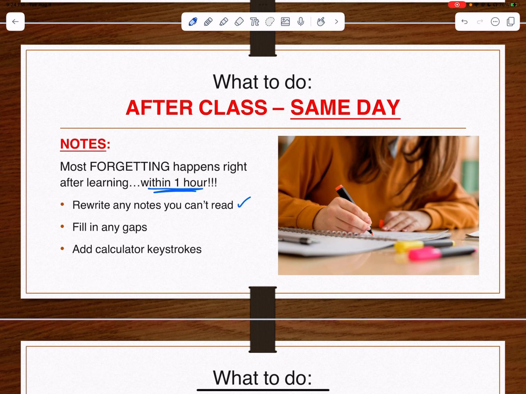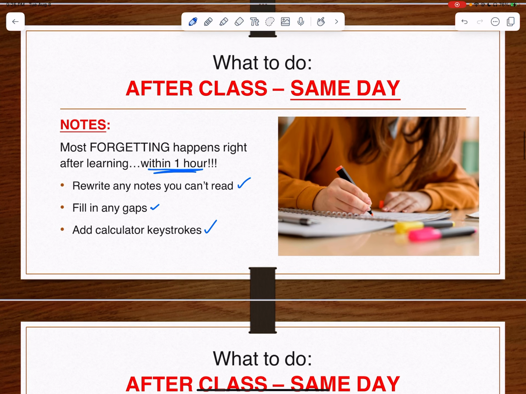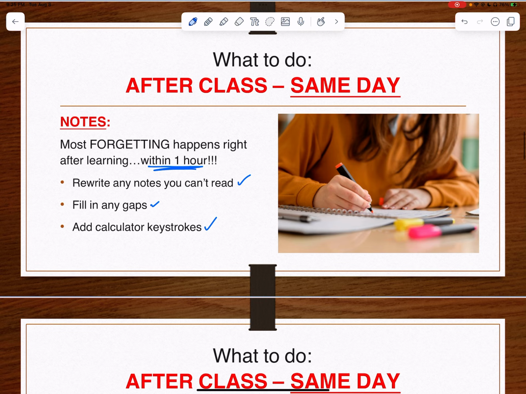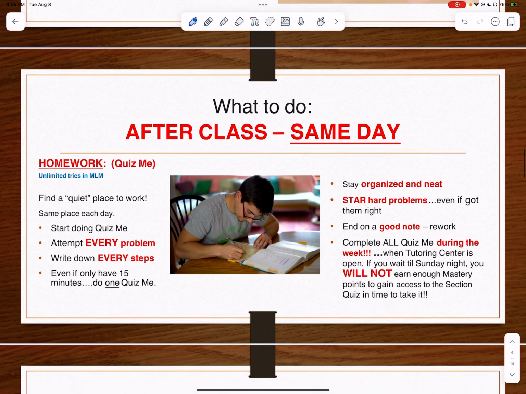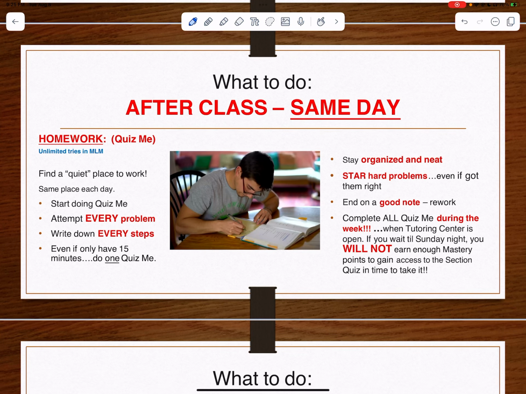If there's any gaps, anything you didn't catch in class, see if you can fill in those gaps. And also add the calculator keystrokes that I'm going to teach you. Now, I already have some of those in the notes, but any that I don't, go ahead and put those calculator keystrokes in your notes so that you don't forget them. So that's what you do immediately after class, or as soon as you can. Also, that same day, I want you to go ahead and start working on your homework.